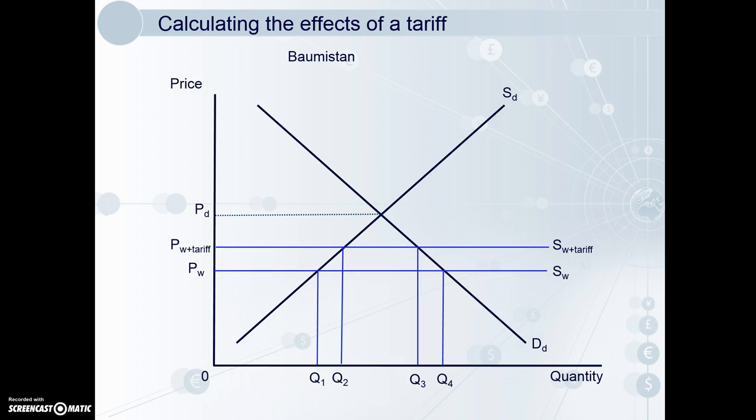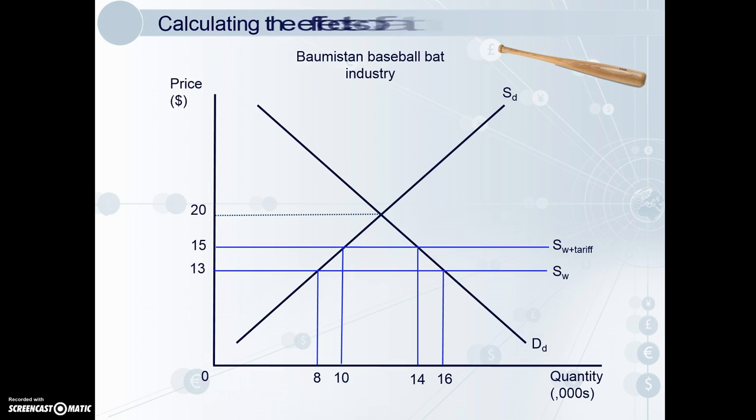So we'll add some numbers in. Here we go. We're now looking at the baseball bat industry of Balmacedan. The domestic equilibrium price would be $20, while the world price is $13. The glorious leader, President Baum, wants to protect the baseball bat producers from trade. So what he does is he implements a tariff of $2 per bat. So the world price plus tariff is now $15.